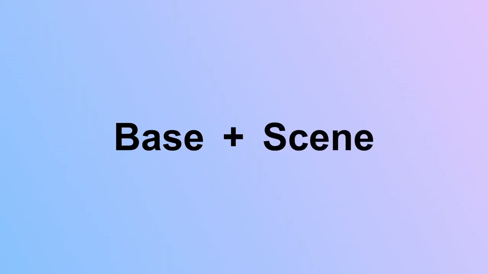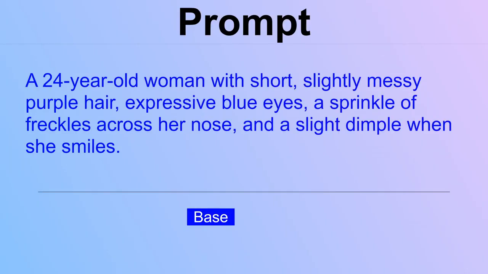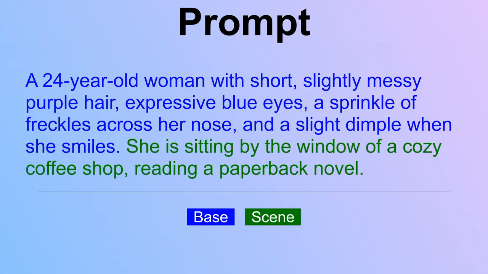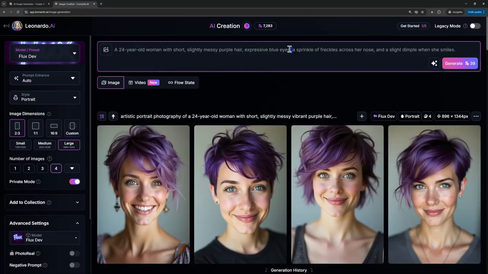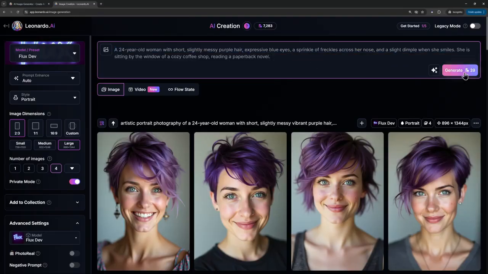In our case, a complete prompt could be a 24-year-old woman with short, slightly messy purple hair, expressive blue eyes, a sprinkle of freckles across her nose, and a slight dimple when she smiles. She is sitting by the window of a cozy coffee shop, reading a paperback novel. Now, let's paste this new prompt into the prompt field and hit Generate.